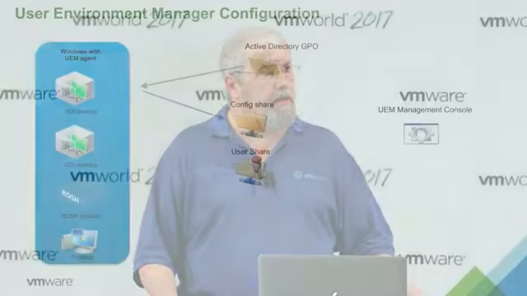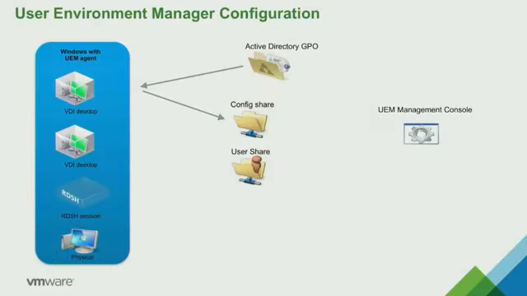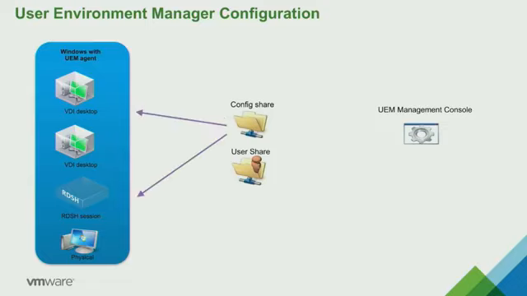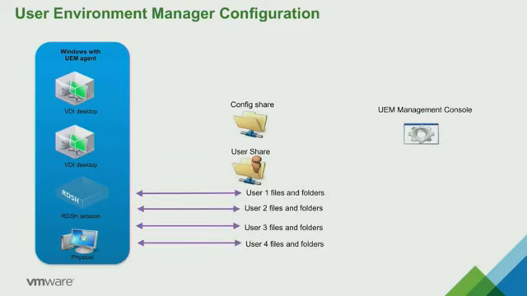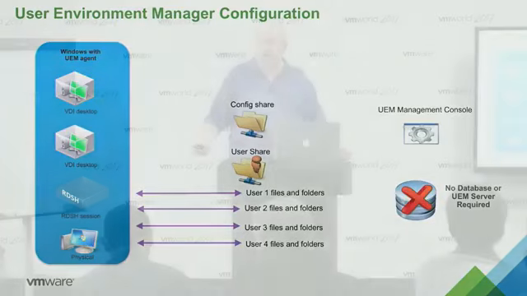All right, so now that the systems with the UEM client or agent know where the configuration share is, they can pull a configuration down from that share. That defines for them where the user share is, and UEM will create a unique folder for each user on that user share, which that user share is also called a profile archive. Now, I don't know if it jumps out at you here, but there's no UEM server, there's no database. The whole infrastructure for this is shared folders.